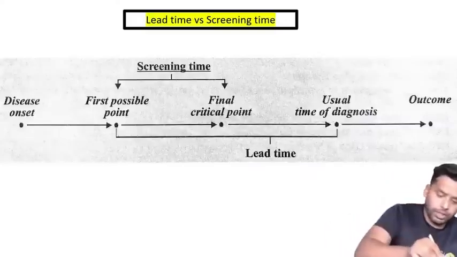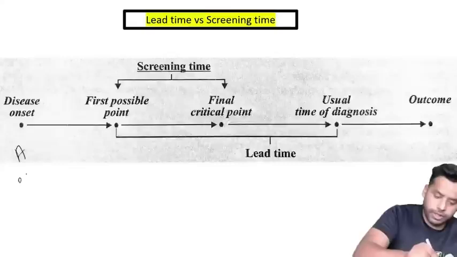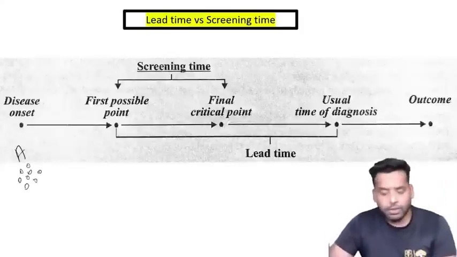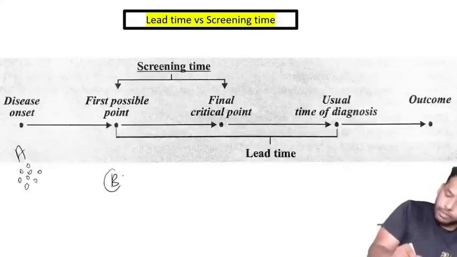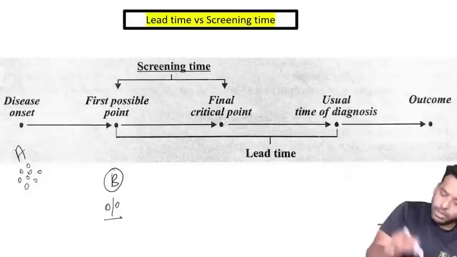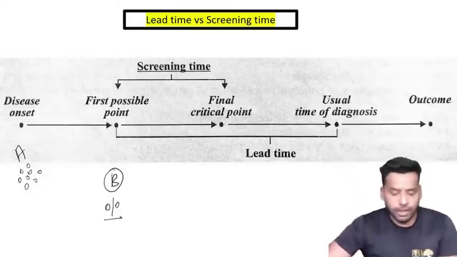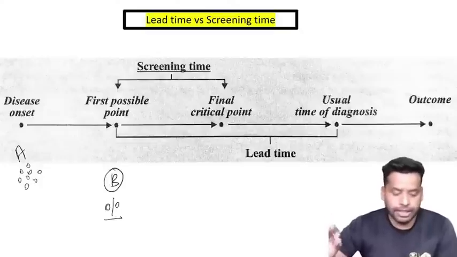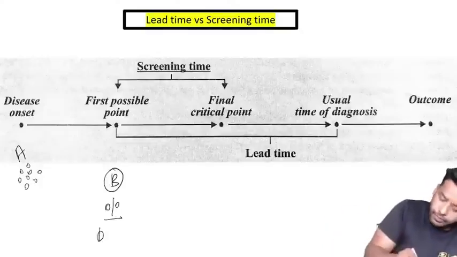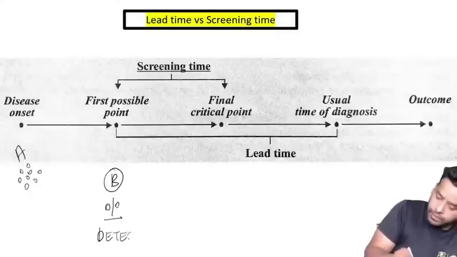So now there is disease onset, A. Body cells are multiplying. Point B is where the patient will be detected. Patient is asymptomatic but can be detected. That is the first possible point of detection, that is screening. We call it detection.